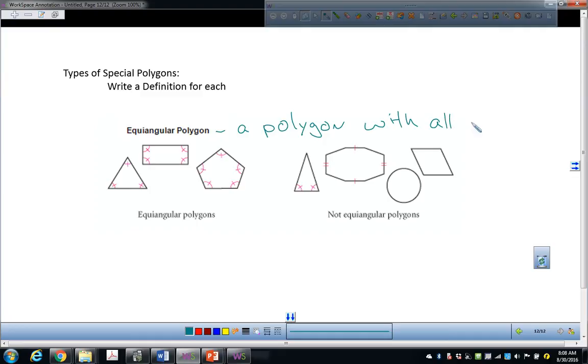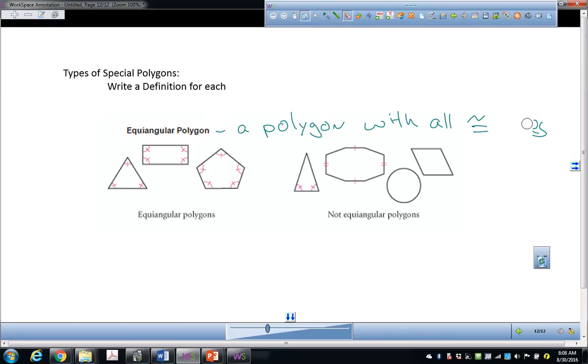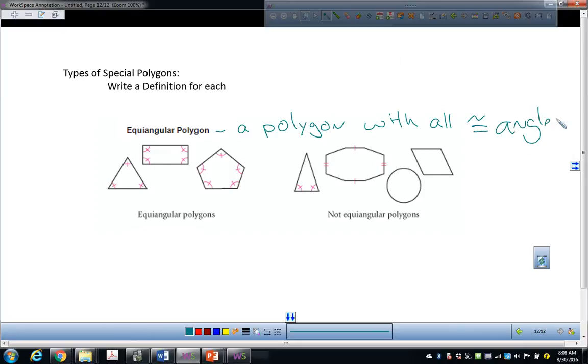All, what's wrong, Kira? Equiangular polygon is a polygon with all congruent sides. I say one thing and something else comes out, okay? Angles! Sorry. I'm thinking ahead, or I'm thinking behind, I don't know. All right. We're good? One more and then we're done. And then you can start on your work and stuff, okay?